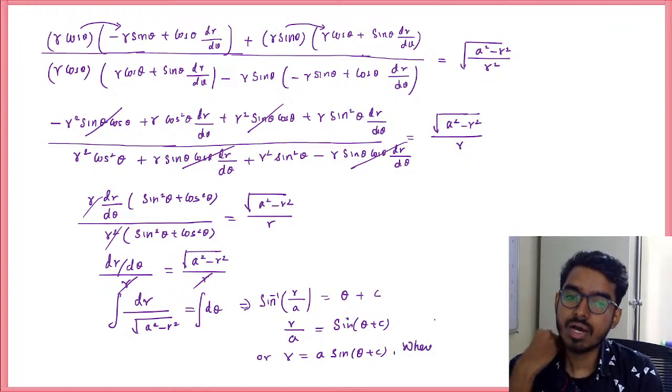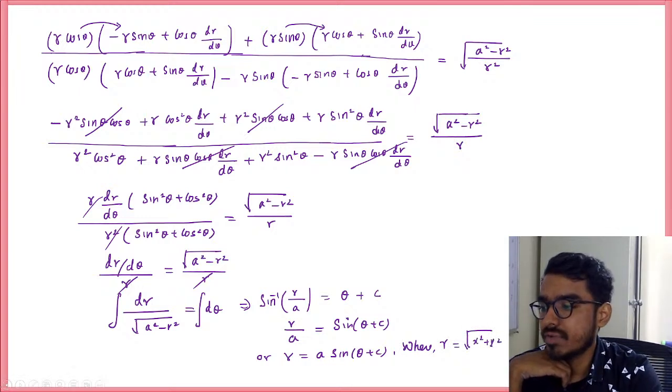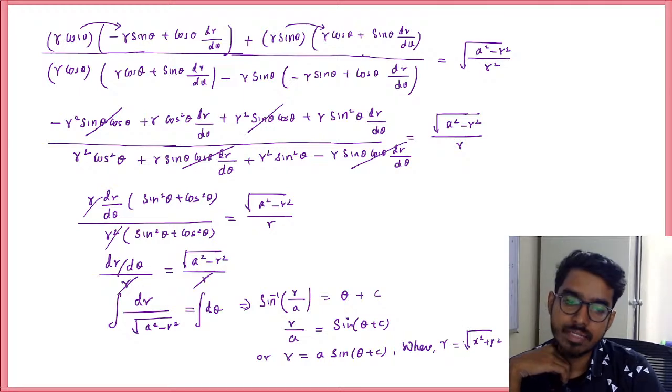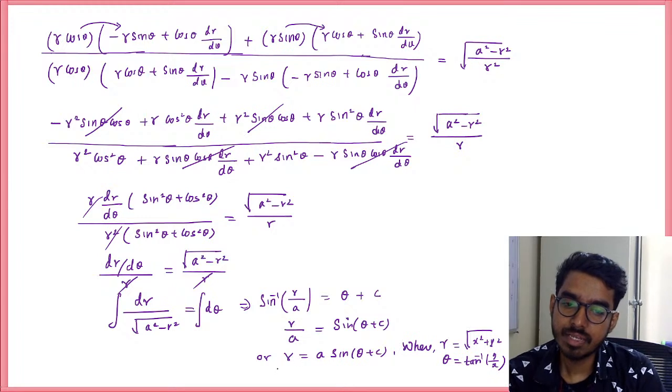Where we know r is root of x square plus y square. That is, I'm trying to write in terms of Cartesian, right? In terms of Cartesian, r is root of x square plus y square and theta is tan inverse of y by x. That is the required solution.